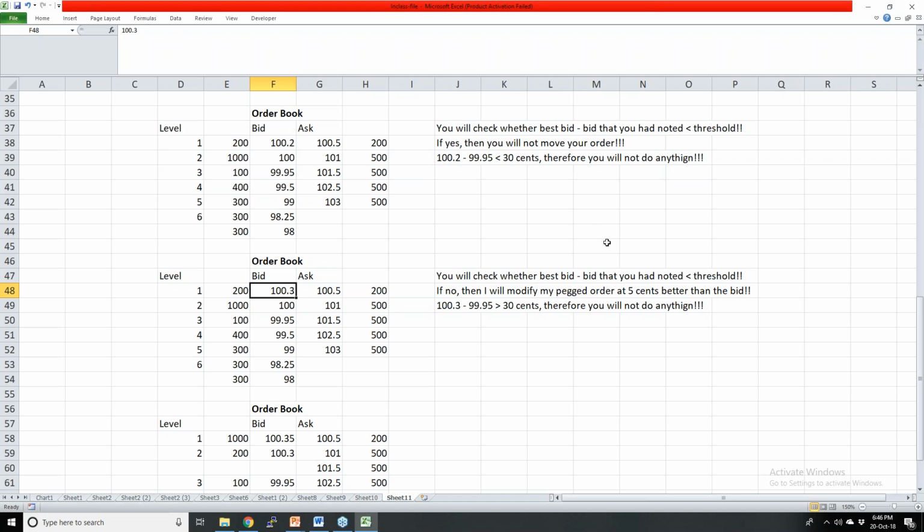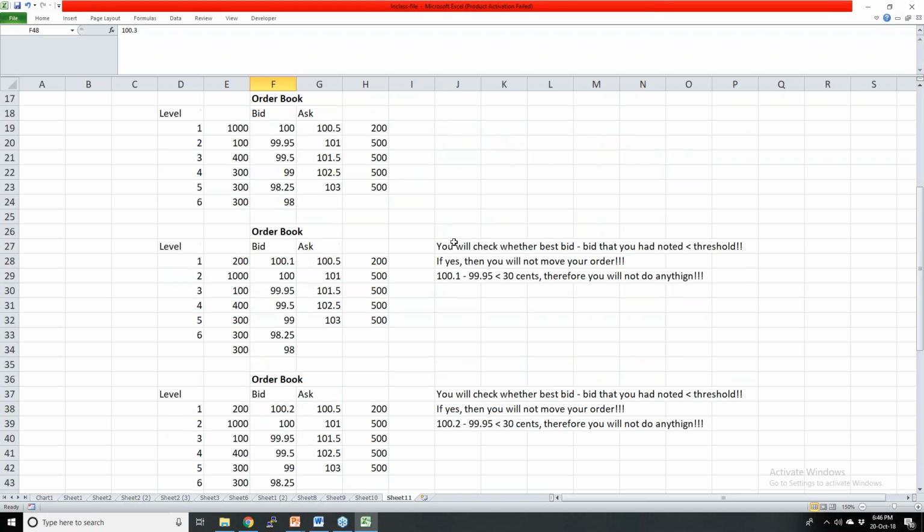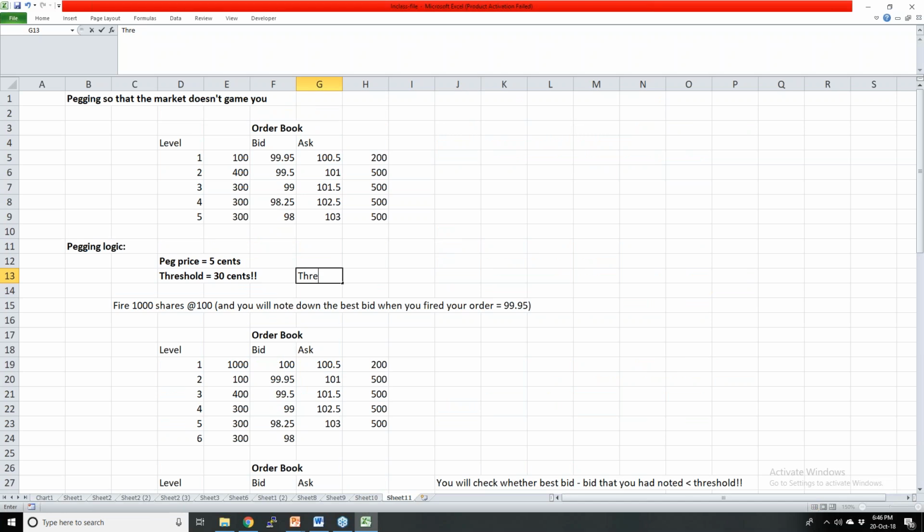The threshold limit should be more than 50% of the average bid ask spread. All right. Is this clear, guys?